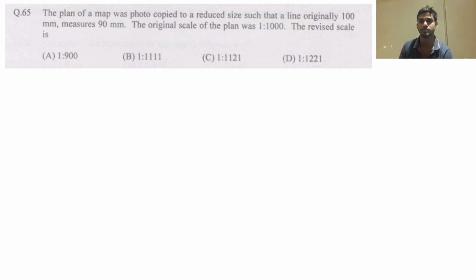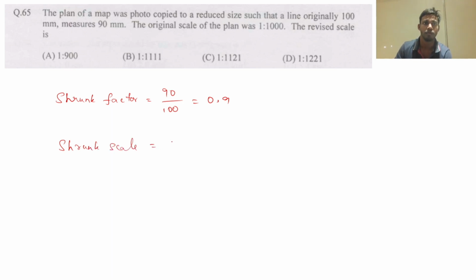The revised scale is? Originally it is 100 mm but it was measured as 90 mm. So that means the length is shrunk. The shrunk factor is equal to 90 divided by 100, which is 0.9. So this is the shrunk factor. And now the revised scale, that means shrunk scale, is equal to original scale into shrunk factor.